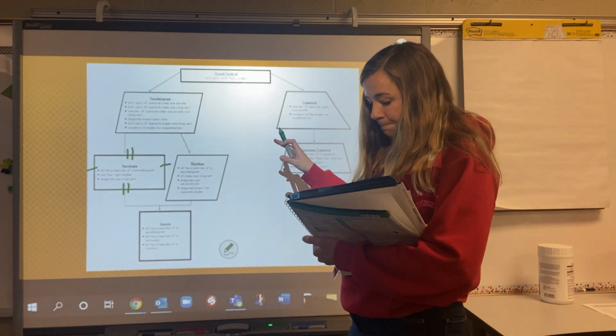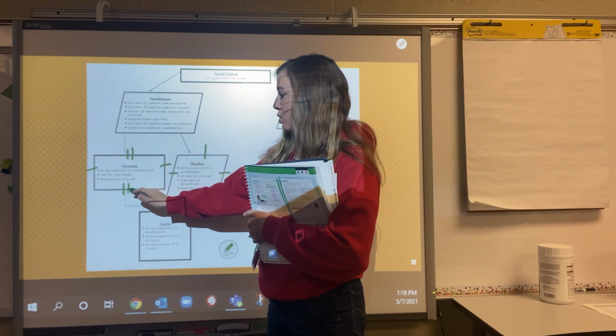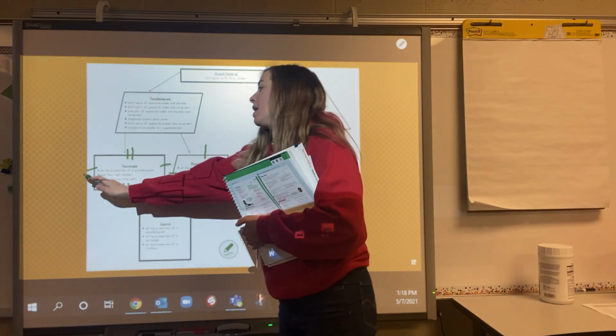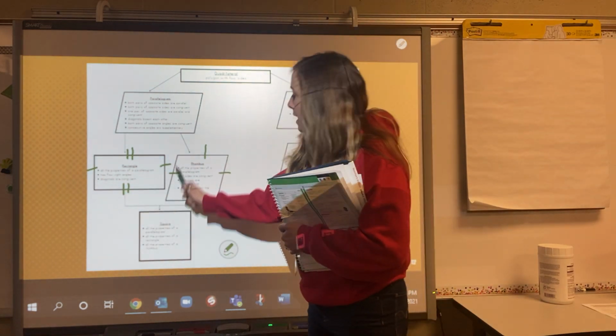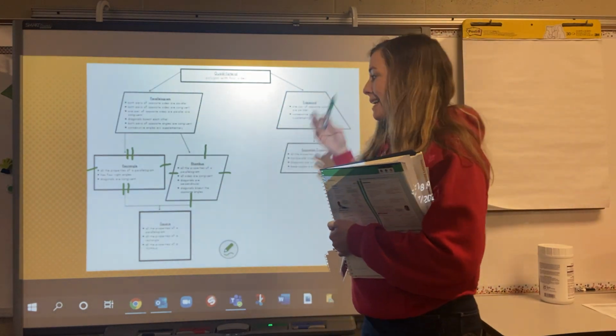Remember, our rhombus has all four sides the same length. So I put 2 dashes and 2 dashes because those are the same, 1 dash because those are the same. These all have the same length there, but it falls under the parallelogram classification.